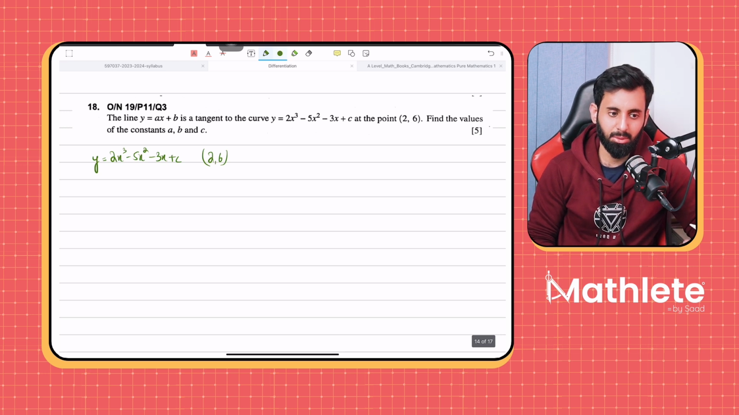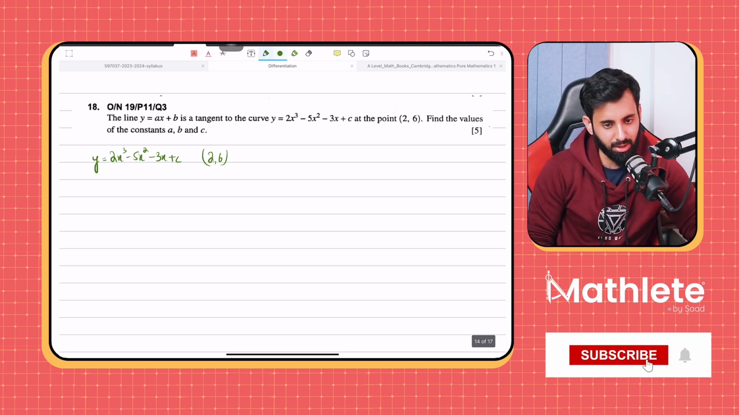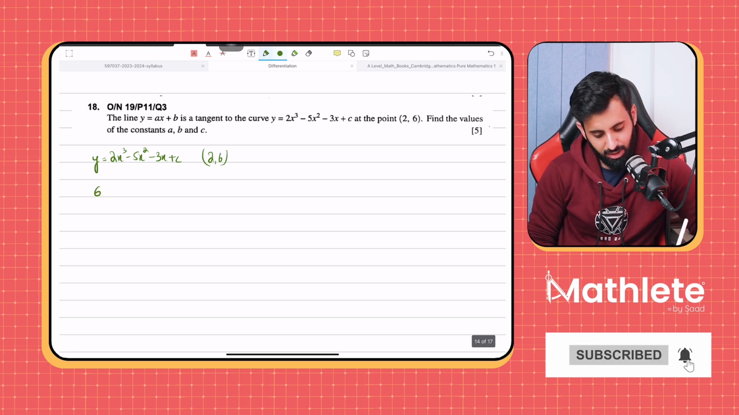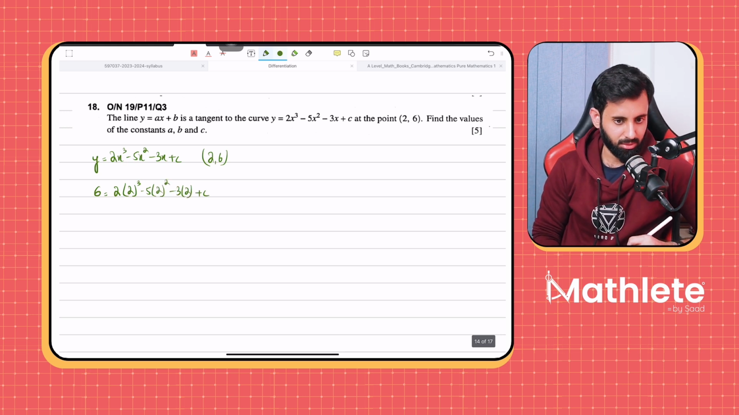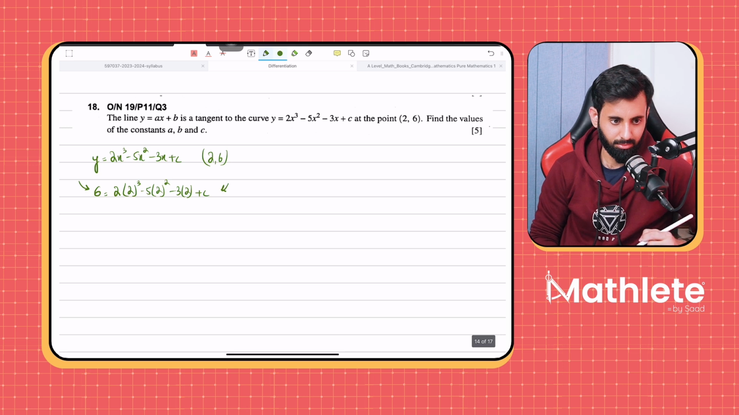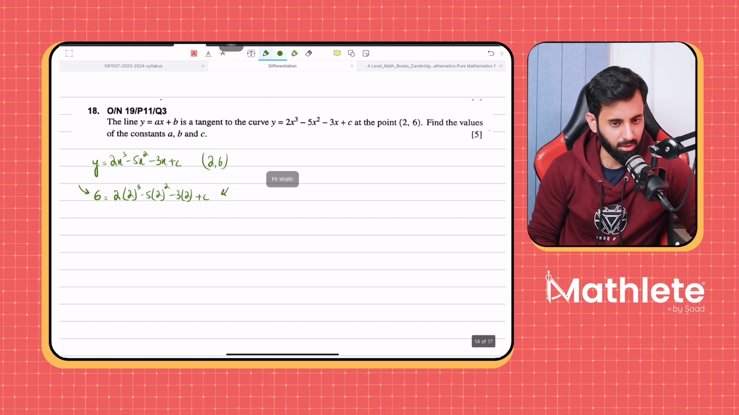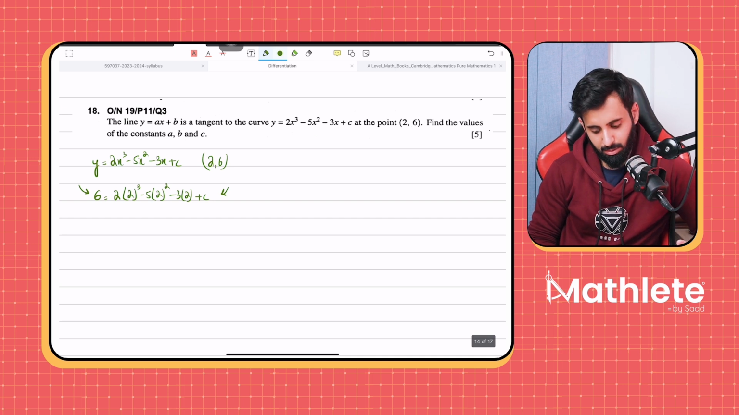If you have an equation in terms of x and y, and we add another unknown to it, if you know x and y, you can find out the other unknown. So 6 equals 2 times 2 cubed minus 5 times 2 squared minus 3 times 2 plus c. Can we not do this? Is this mathematically wrong? Yes or no? It's not, because (2, 6) is not a random point. It is a point through which the curve is passing.